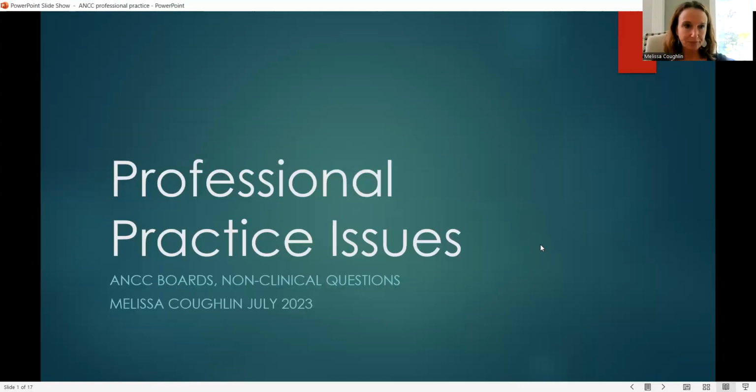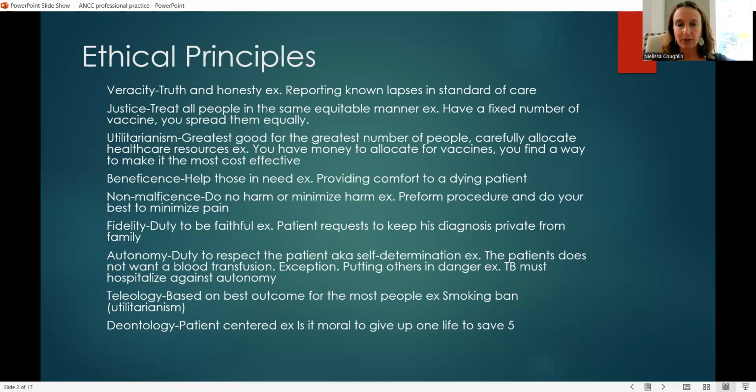So the first part of the discussion is ethical principles. Veracity is truth and honesty. An example is reporting known lapses in standard of care. You have justice, which is treating all people the same, no matter what backgrounds they have. For example, you have a fixed number of vaccines and you spread them equally, which is a little different than utilitarianism.